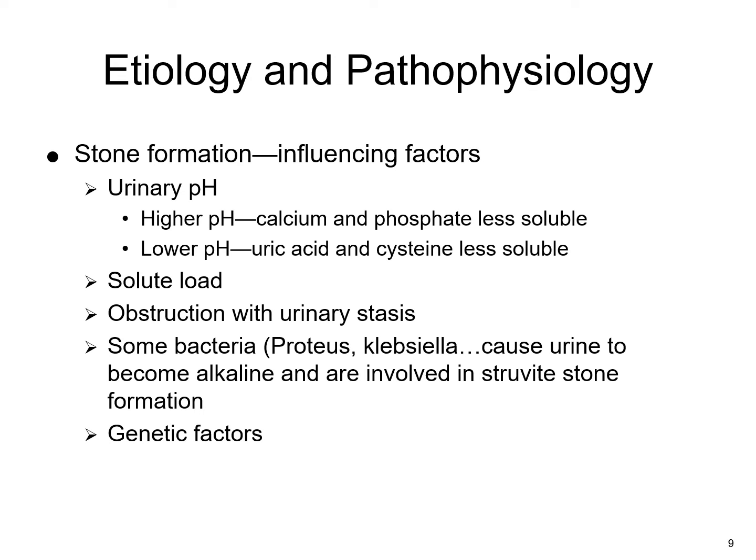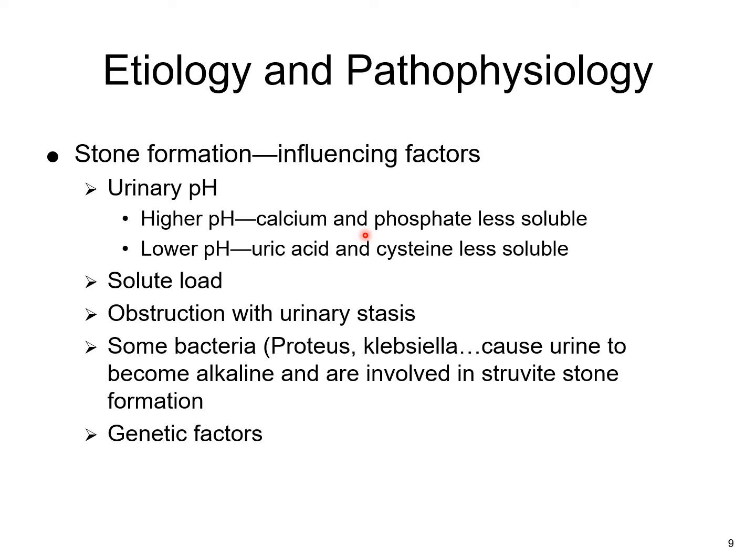So there's just a whole bunch of different things that can influence why somebody ends up with a kidney stone, right? So you have things like the urinary pH. Apparently if it's a higher pH, calcium and phosphate are less soluble, and therefore you can end up with crystallization. If the pH is too low, uric acid and cysteine apparently are less soluble, and therefore you can still end up with crystallization. So the job is to find the correct medium so that we do not end up with crystallization.